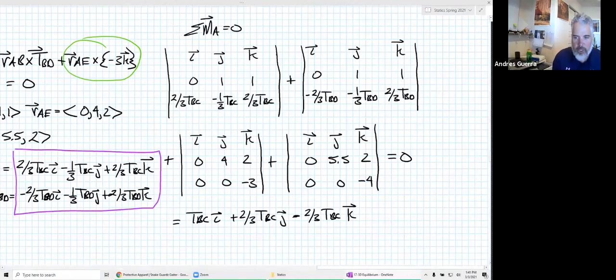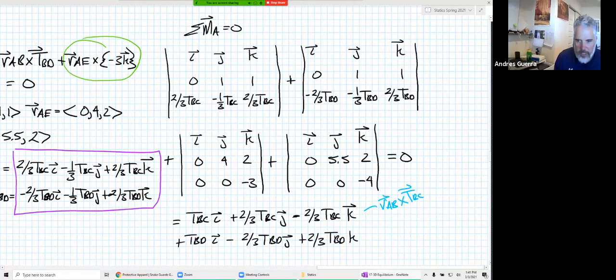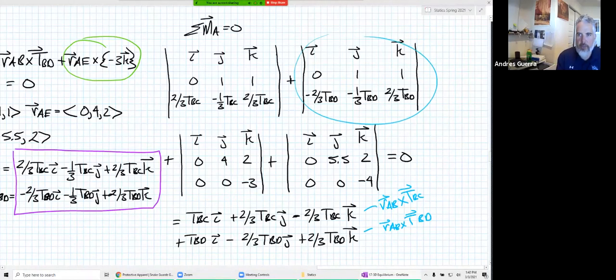Okay, so this was our first cross product here. This was our RAB cross with TBC. That was from that row right there. And then if we move on here, we're going to have a plus TBD in the i, minus 2/3 TBD in the j, and a plus 2/3 TBD in the k direction there. That one is our RAB cross T from B to D, so that would be from this determinant up here.